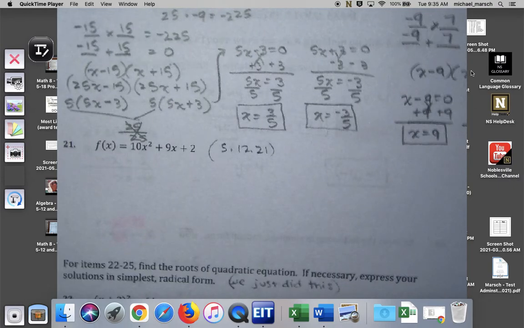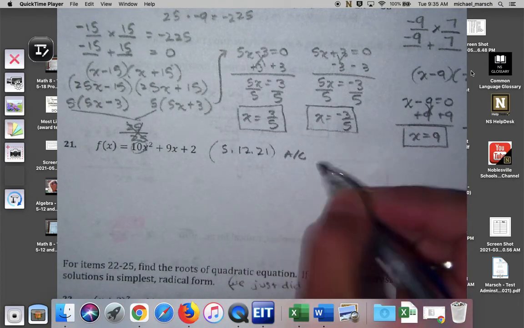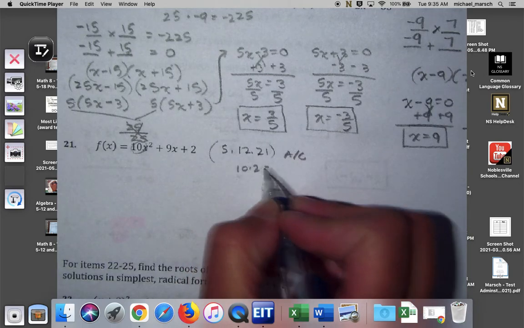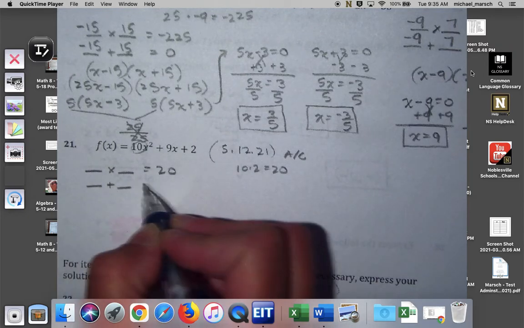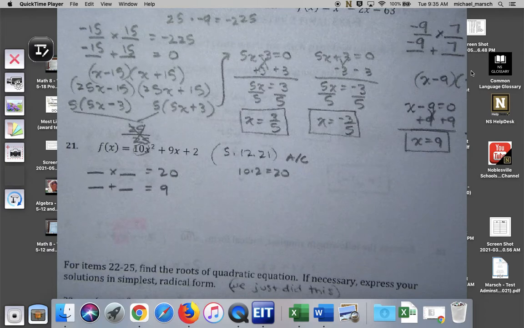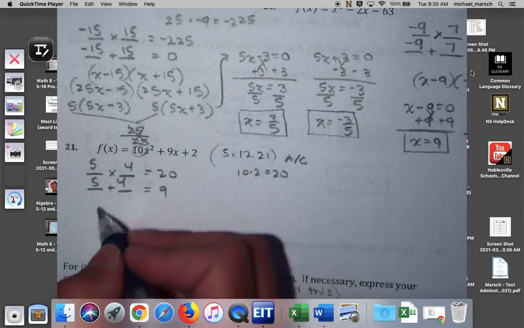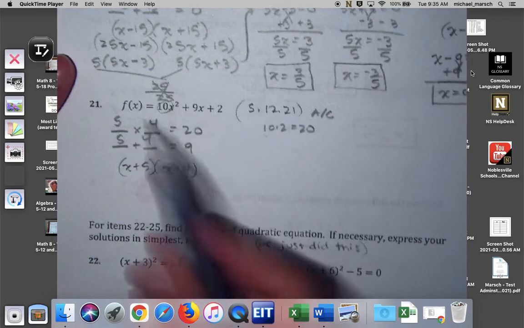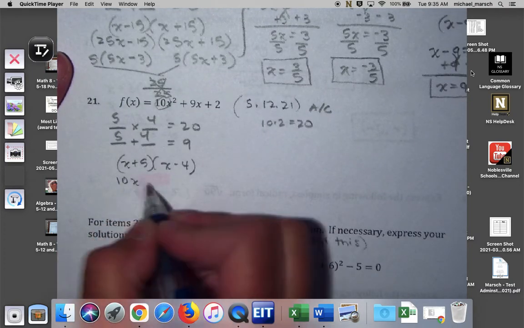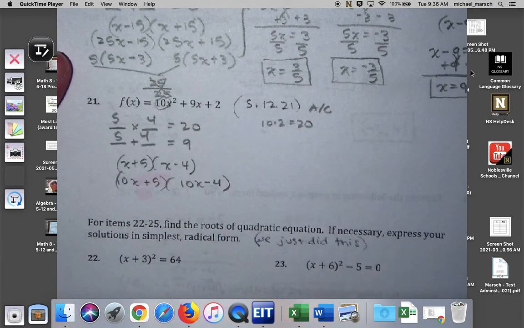Okay, number 21. Looks like we need to do AC method again because we have a value here. So we're going to do 10 times 2 equals 20. So what times what equals 20? What plus what equals 9? So we're going to get 5 and 4. So we have x plus 5 times x minus 4. I've got to sneak that 10 back in there. 10x plus 5 times 10x minus 4.